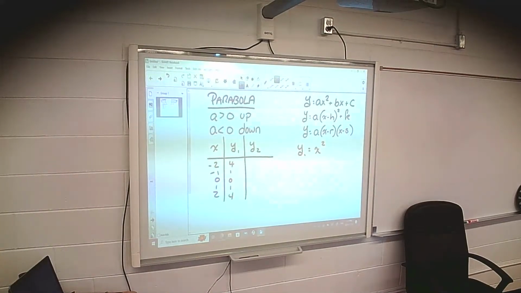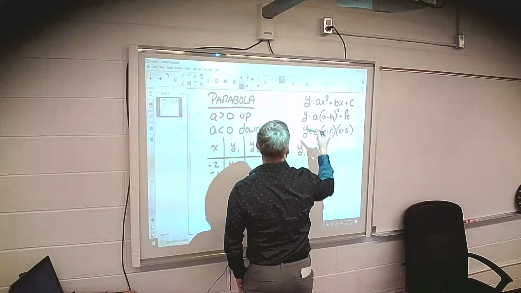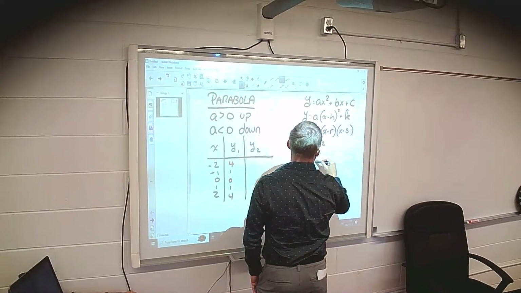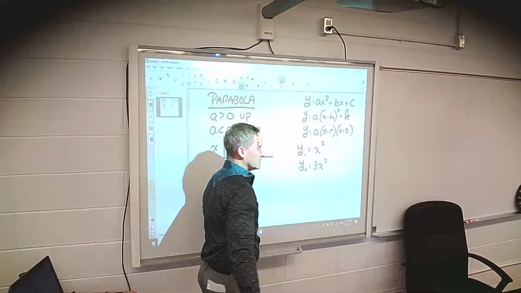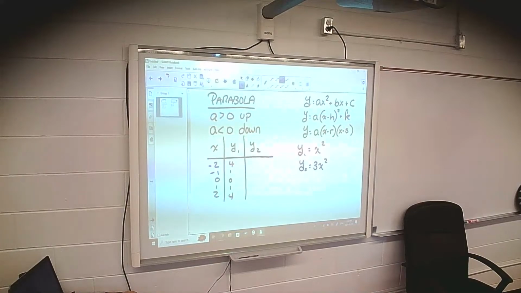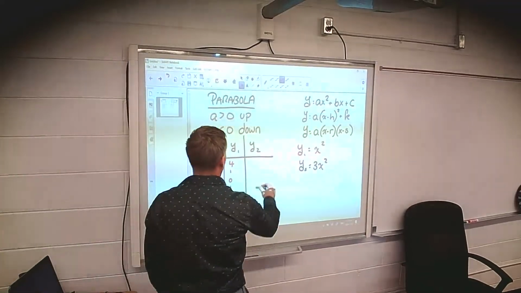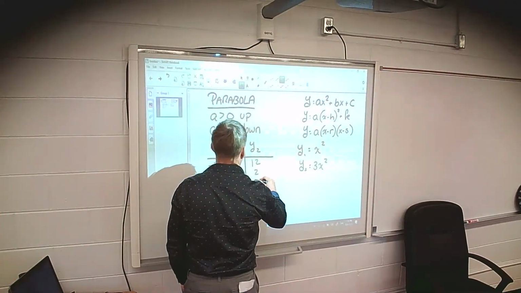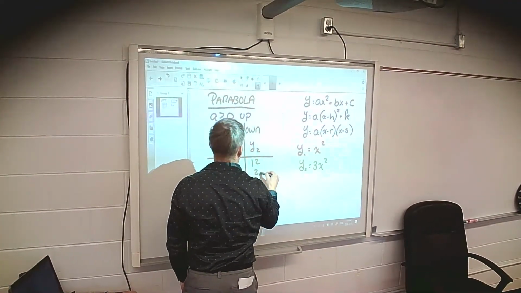Now, the second graph I'm going to have is y equals 3x squared. So why is it skinnier then? Why does it go up faster? Well, what am I doing? I take my x value, I square it, and then what do I do to it after I square it? Multiply by 3. So now this becomes 12, 3, 0. Oh, this math.